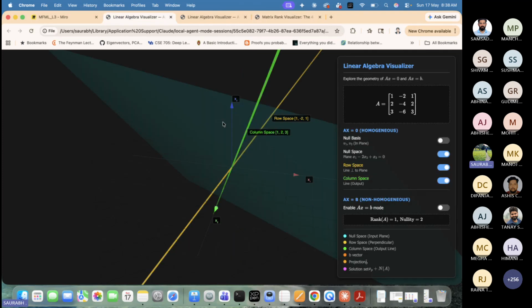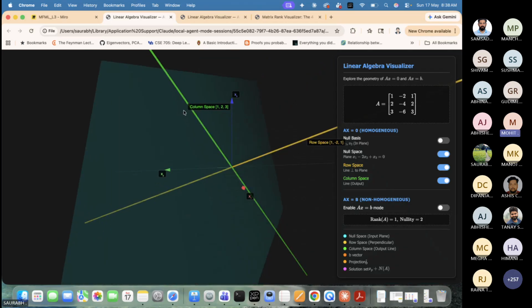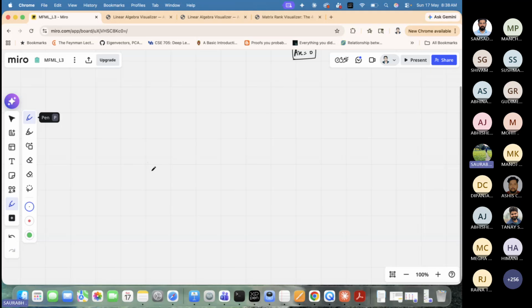Okay. So, sir, one request. This looks very good. Visually we can realize what is happening with column space and row space. Can you please upload this HTML? I'll upload this. Definitely, I'll upload that. Okay, sir. Thank you, sir.